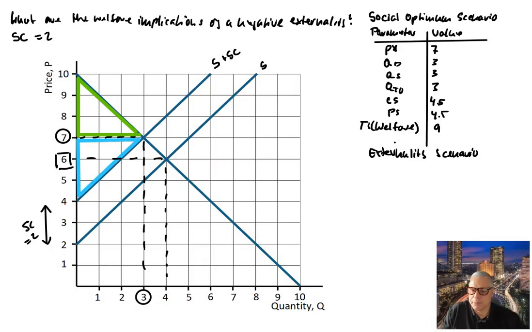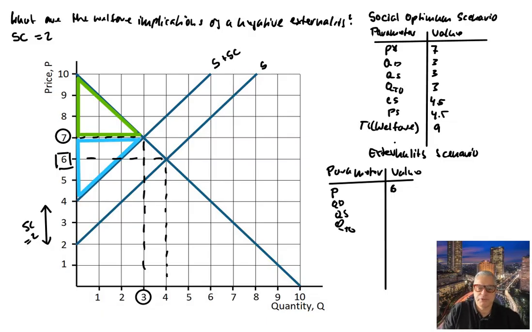Okay, so we have again our parameter and our value. Okay, so the actual price is now 6, quantity demanded, quantity supplied, and quantity turned over, that is now all 4. And we can see that the consumer surplus is now much bigger.